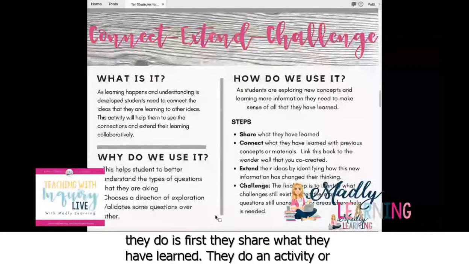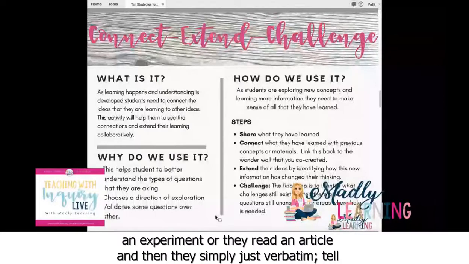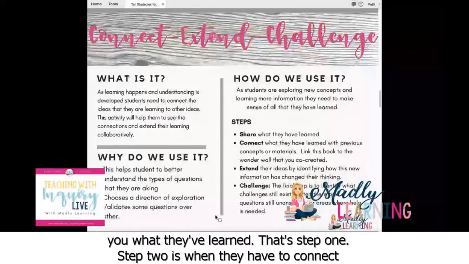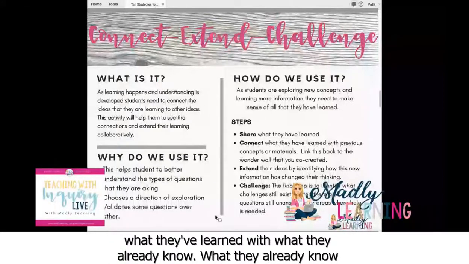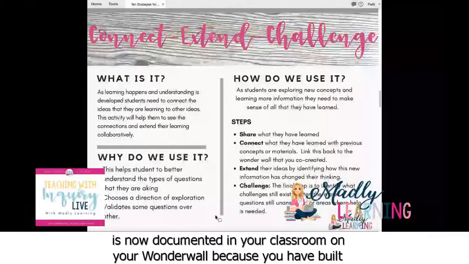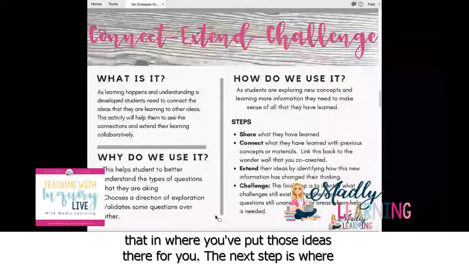So what they do is first they share what they have learned. They do an activity or an experiment, or they read an article, and then they simply tell you verbatim what they've learned. That's step one. Step two is when they have to connect what they've learned with what they already know. And what they already know is now documented in your classroom on your Wonderwall, because you have built that in and put those ideas there.